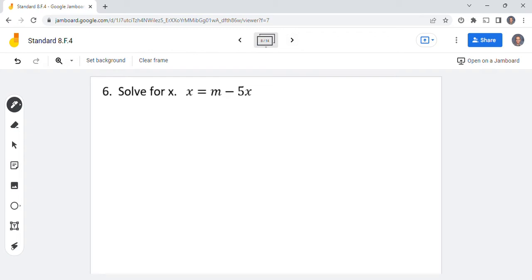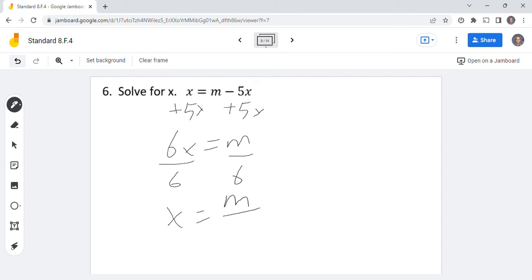The next question, we're solving for x. We've got x's on both sides, here and here, so we need to get them on the same side. So we're going to do that by adding the 5x over on the right-hand side. Add 5x. X plus 5x ends up being 6x. And all we have to do now is get rid of that 6. We're going to do that by dividing by 6. And we end up with x equals, the m does not divide nicely by the 6 because we don't know what it is. So we're just going to leave it as m over 6.